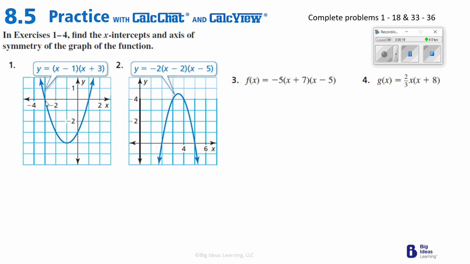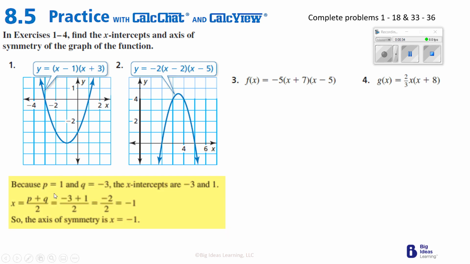We know that we're crossing our x-axis. If this is 0 here, this has to be -3. This has to be 1. So we're going to take them and add them together and then divide them by 2. Right?